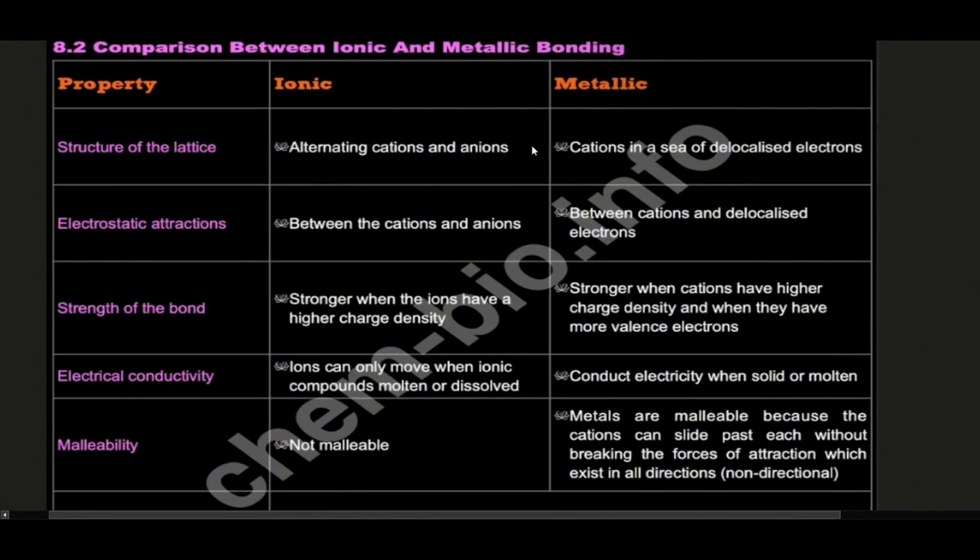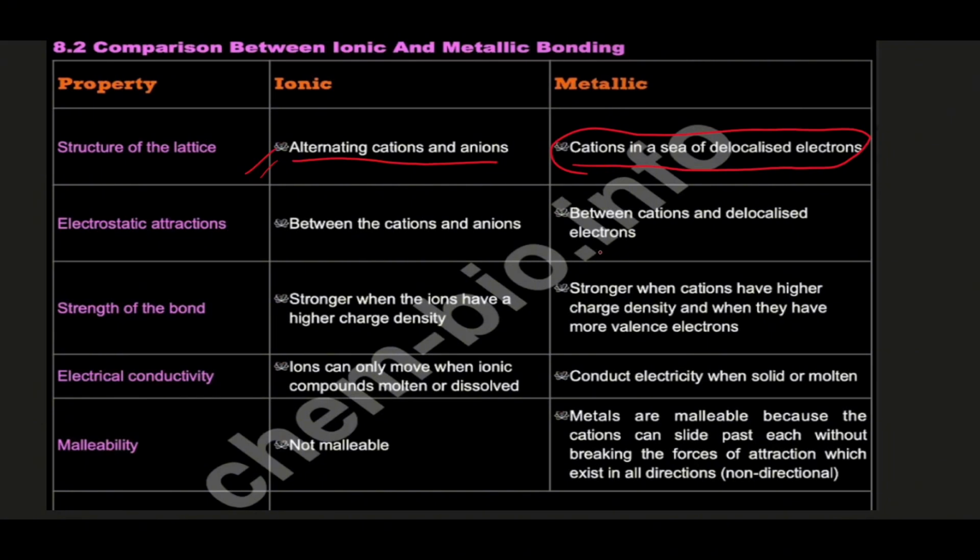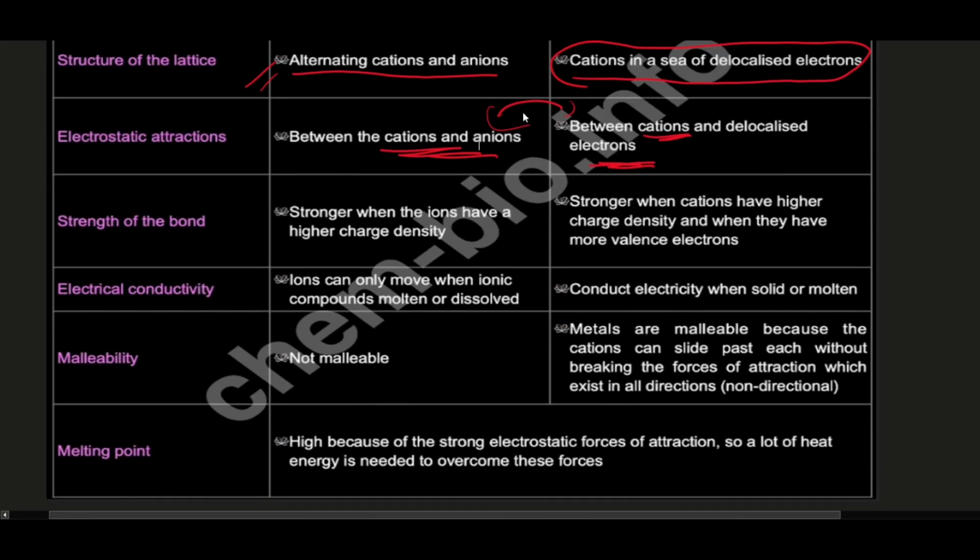Now if you want to compare ionic and metallic bonding in terms of the structure of the lattice, in ionic there are cations and anions involved, but in metallic the cations are present in a sea of delocalized electrons. The electrostatic attraction in ionic takes place between cation and anion, but in metallic it's between cations and delocalized electrons. Most people make mistakes here, but I hope now you can understand and be aware later on. As for the strength of the bond, in ionic it depends on the type of ions and the charge density, but in metallic bonding, as explained a little while ago, it depends on the number of delocalized electrons and the charge density per ion.